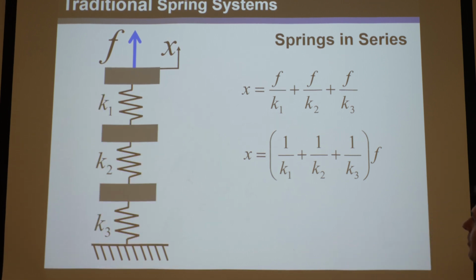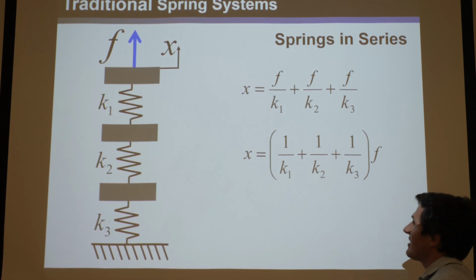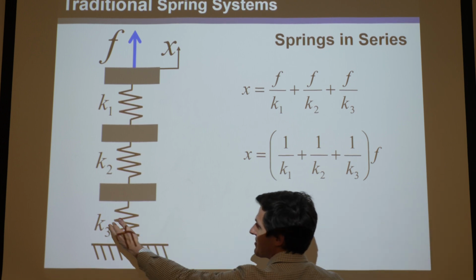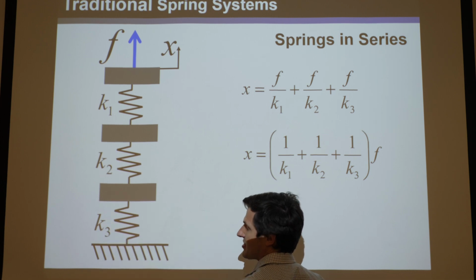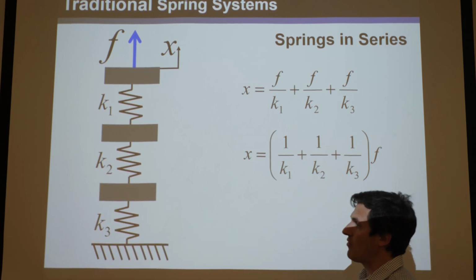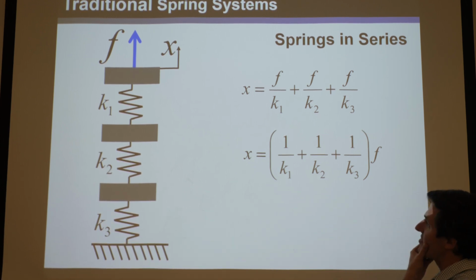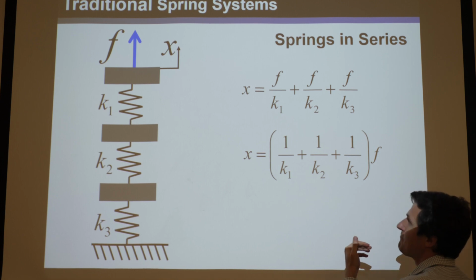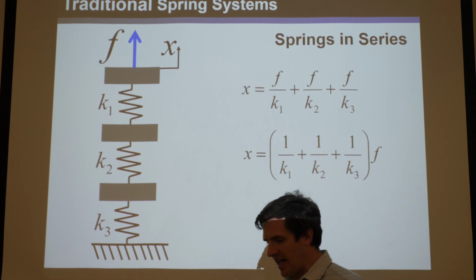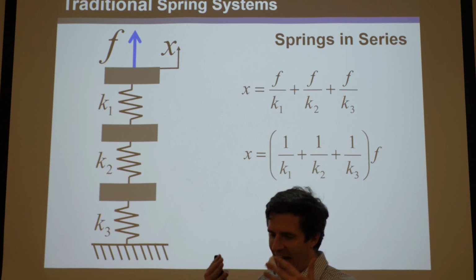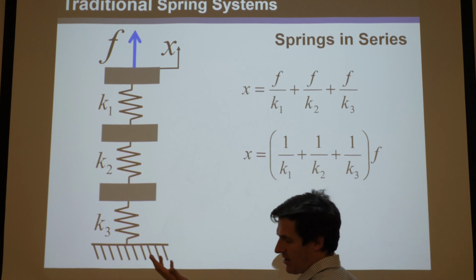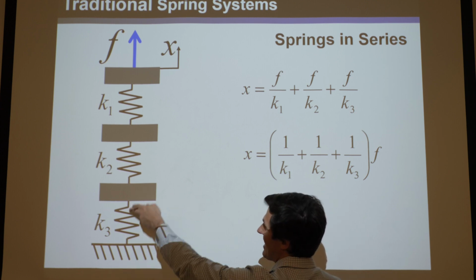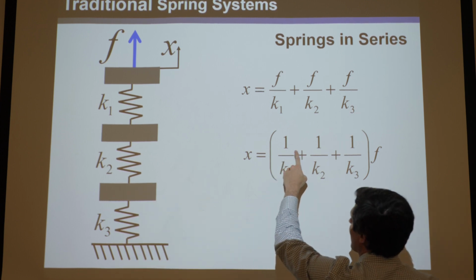But going back here, remember, the stiffness of a spring is K. It's what relates F equals Kx. The compliance of a spring is the inverse of K. It's 1 over K. That's the compliance of the spring. So you can see, whereas with springs in parallel you add their stiffnesses to find an equivalent stiffness, in series you add their compliance.